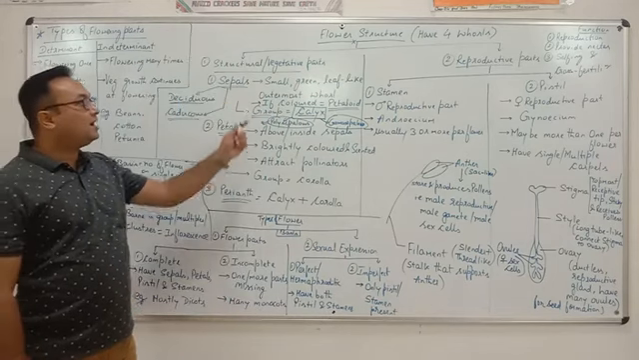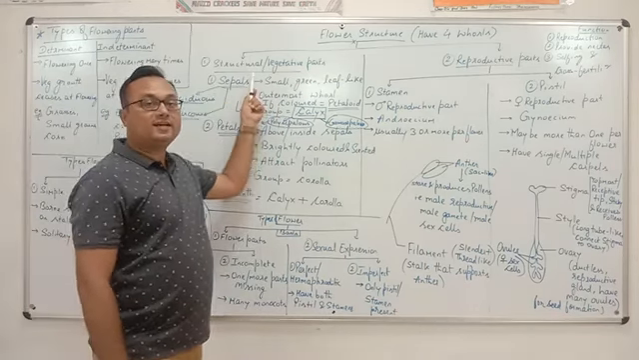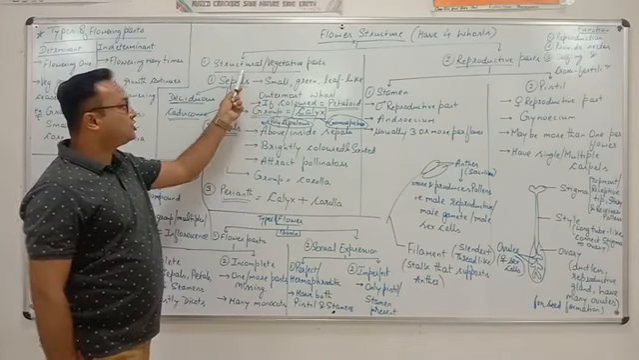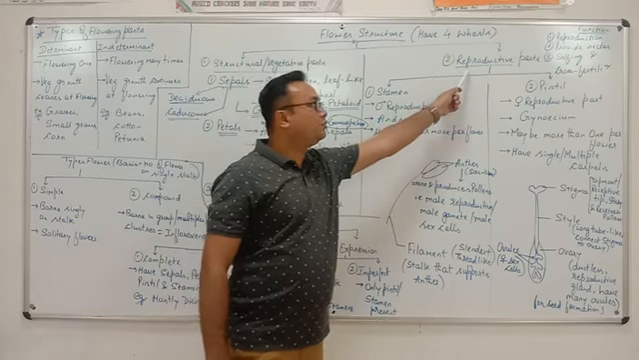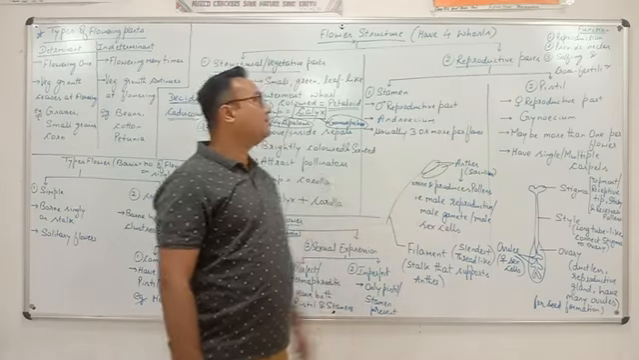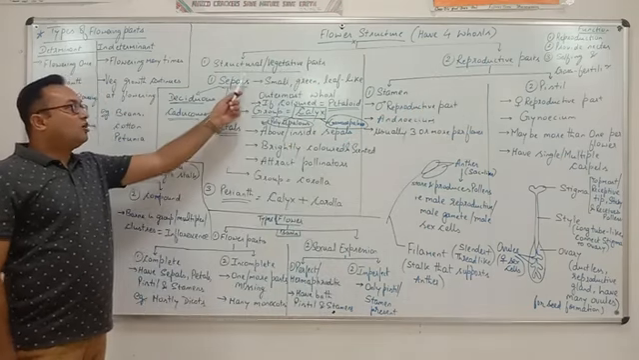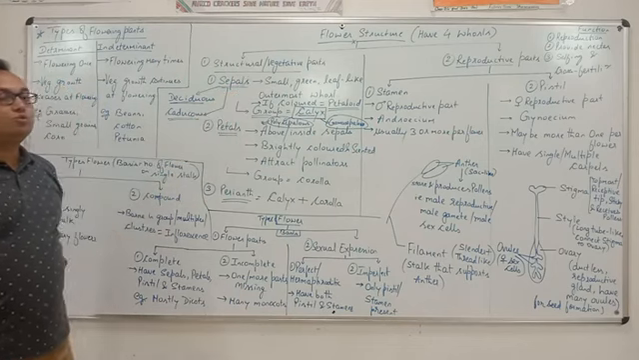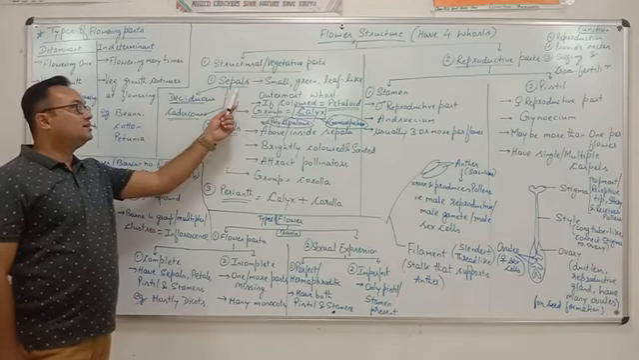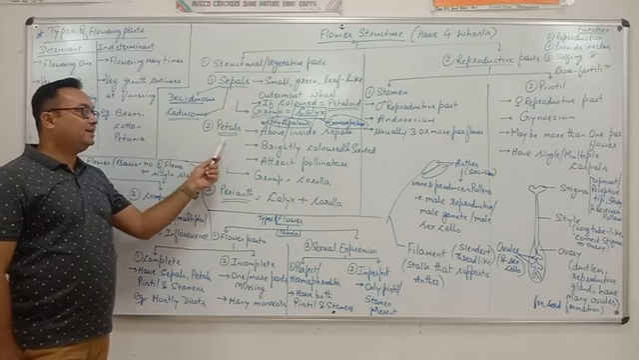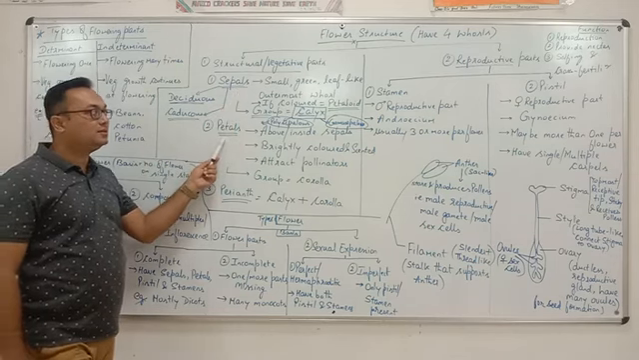These four whorls are majorly divided into two major categories. First is structural or vegetative part. Another is reproductive part. The structural or vegetative part is divided into two major parts. First is sepals. Another category is petals.